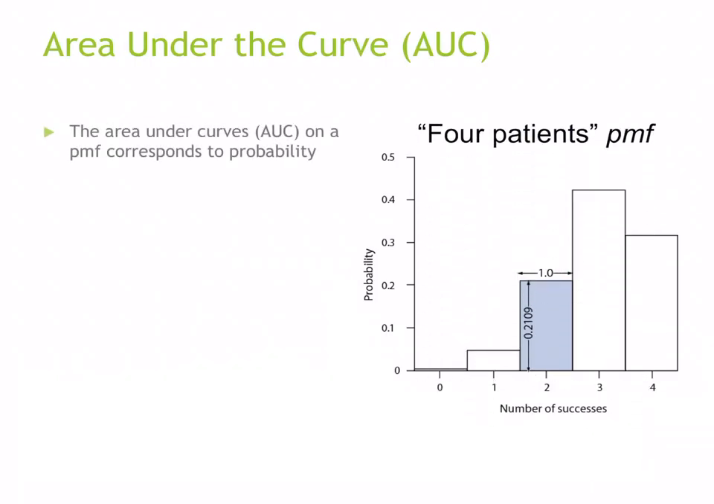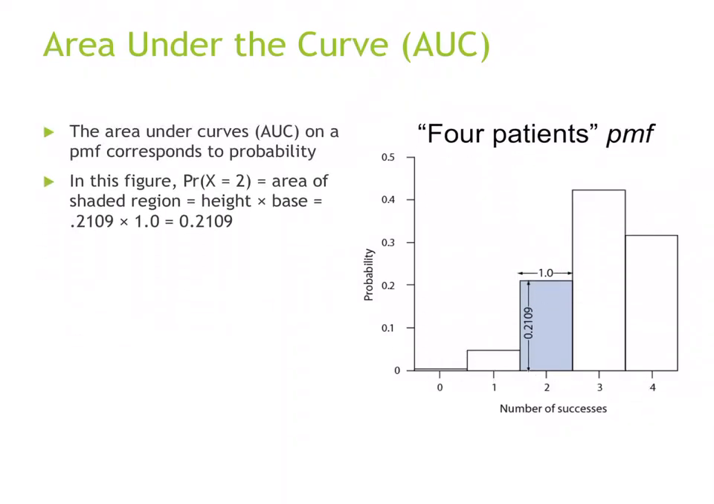So here we have area under the curve. The area under the curve, or the AUC, on a PMF corresponds to the probability. In this figure, the probability of x equaling 2 is the area of the shaded region, which is the height times the base. Your height would be the total probability going up, 0.2109. The base is 1. So the area under the curve here is 0.2109.